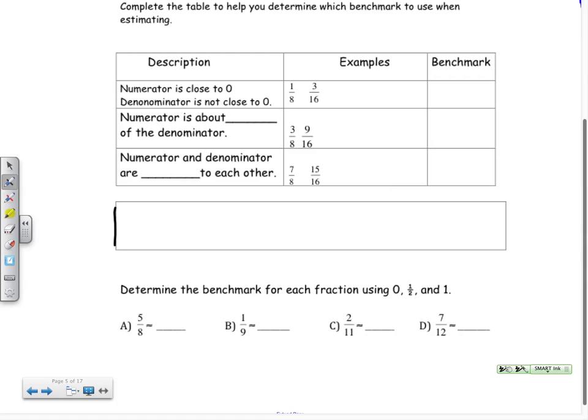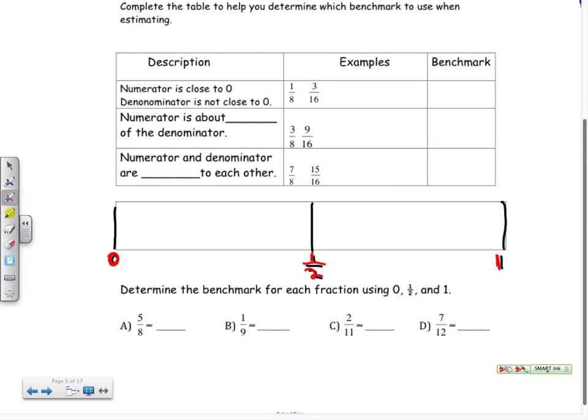And at this end of the ruler we have 0, and at this end we have 1. So right between 0 and 1 is 1/2. Okay, so these are our benchmark fractions. We're either going to round fractions down to 0, round them up or down to 1/2, or round them up to 1.